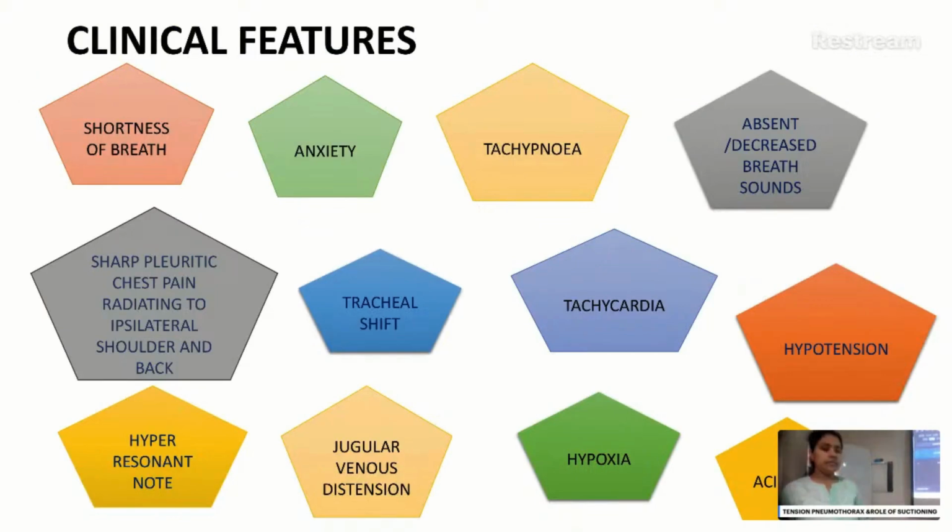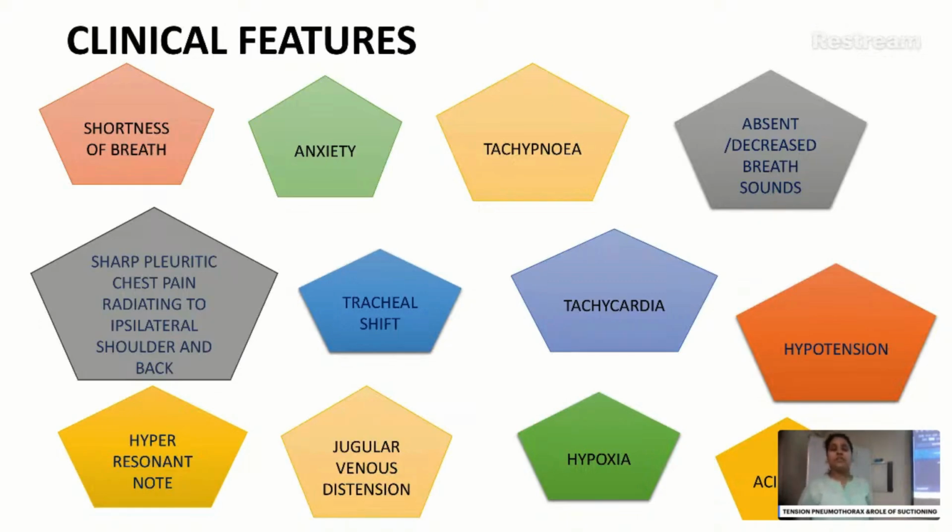Now, what are the clinical features of tension pneumothorax? Because of the hypoxia, because of the lung getting collapsed, there will be shortness of breath, tachypnea, absent or decreased breath sounds, and sharp pleuritic chest pain radiating to the ipsilateral shoulder and back.